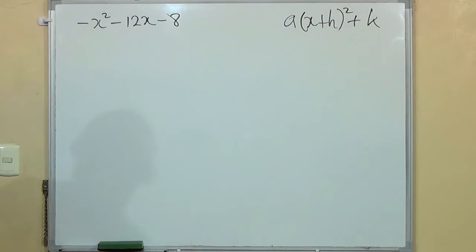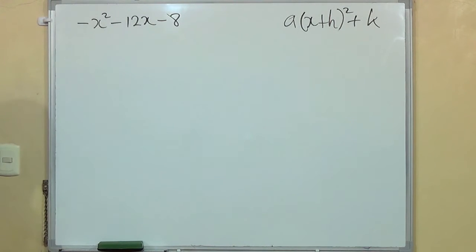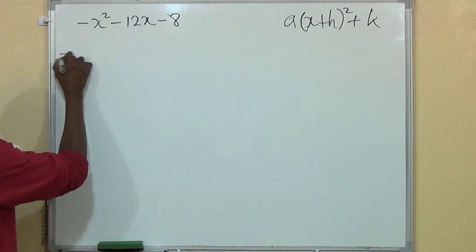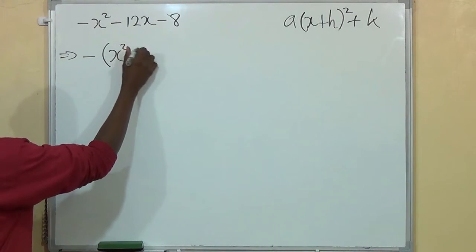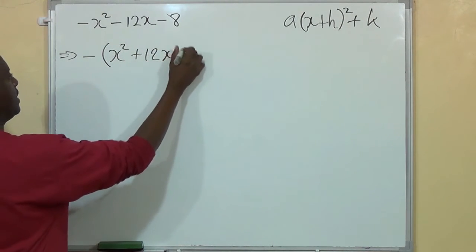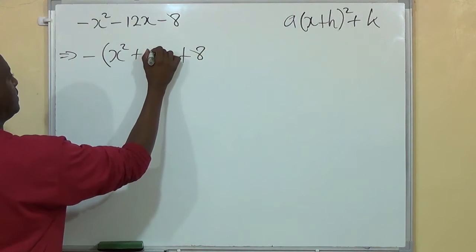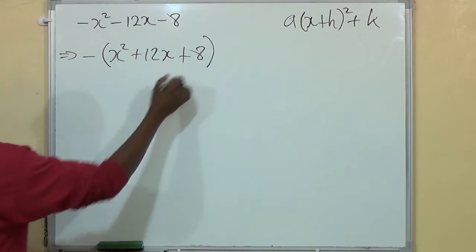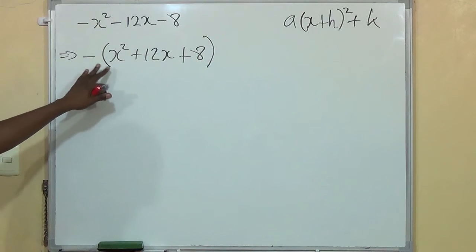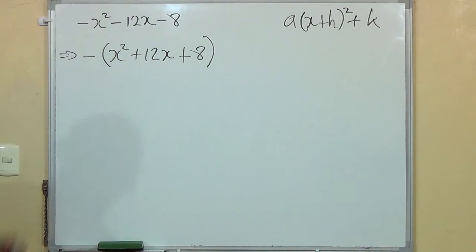So as we did in the last video, the very first thing we do is to factorize this expression by taking out -1 as the common factor. So your next line here will be to say -1 into x squared plus 12x plus 8. Alright? That is what we have there. So we then continue on with our good friend here.